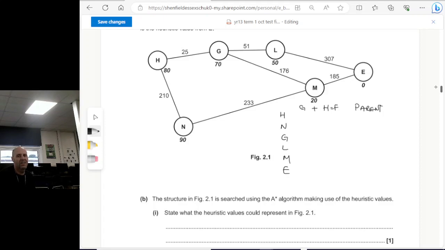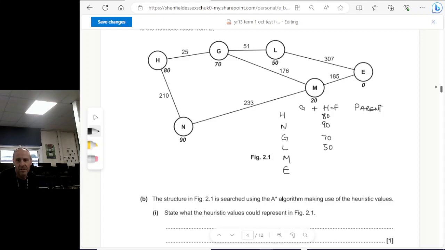We can start the table by putting all the heuristics in. So we've got H was 80. Remember, that's an estimate of the relationship between H and the goal. Okay. N was 90. So that's according to the heuristic further away, whatever these numbers represent. 70 for G.